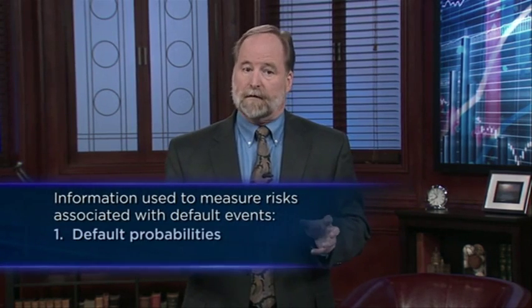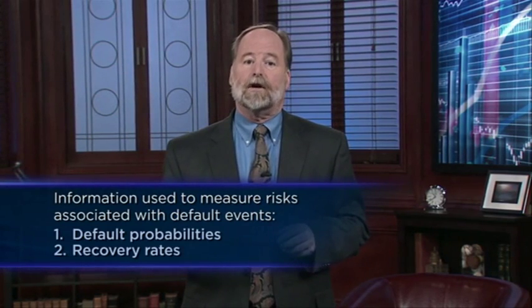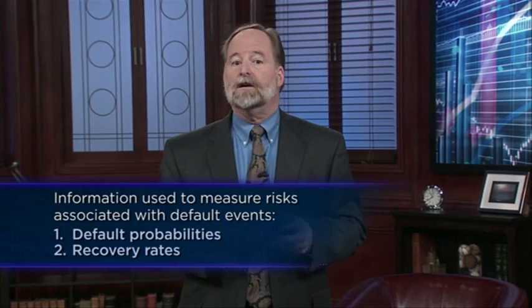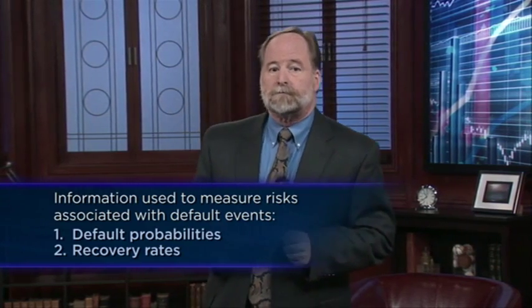In this section of the lecture, we will examine the kind of information that is used to measure or summarize the risks associated with default events. We'll examine 2 important parts: information on 1, default probabilities, and 2, recovery rates. Both will be necessary to be able to price a bond with default risk.